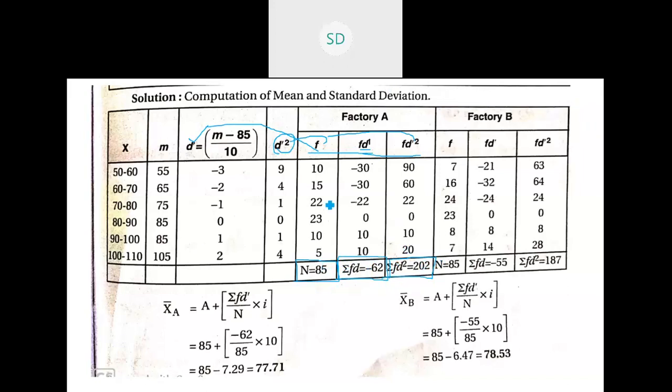Anybody has doubt in calculation of factory A? You can leave it in chat. Everybody understood factory A?